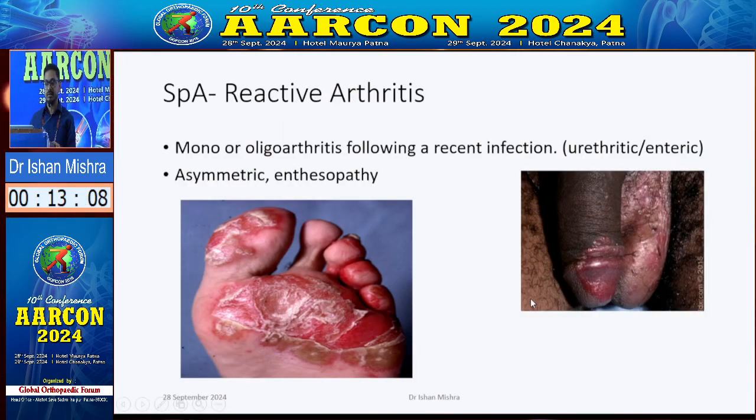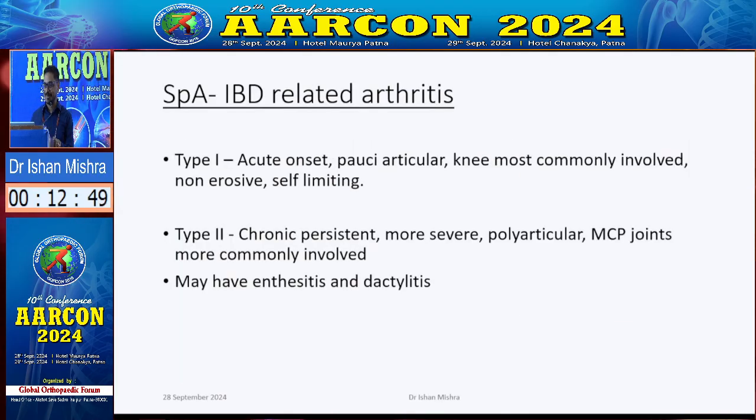Coming to reactive arthritis, it usually starts as a mono or oligoarthritis following a recent infection. Classical balanitis and this, what is called, I forgot the lesion. Keratoderma blennorrhagicum, yes. Coming to SpA and IBD-related arthritis, it is historically said two types of presentations are there. One is acute onset pauciarticular, usually involving the knee. Type 2 is chronic persistent, more severe, and polyarticular. It may also have enthesitis and dactylitis.